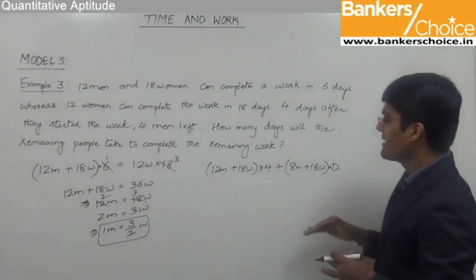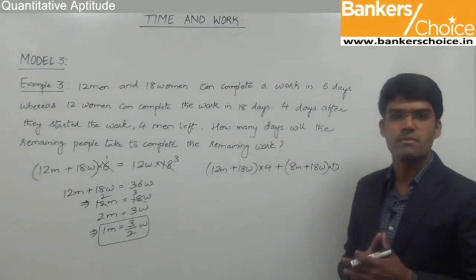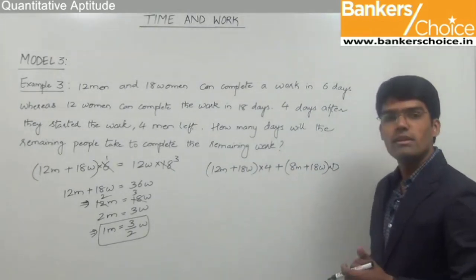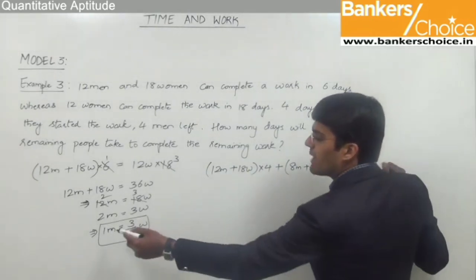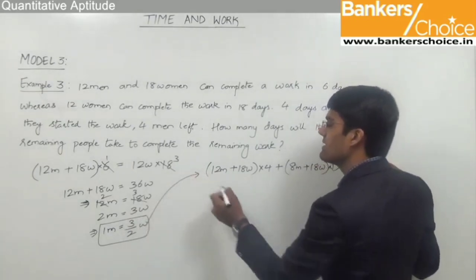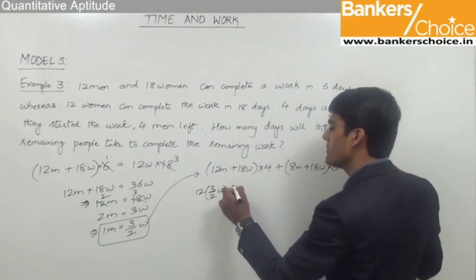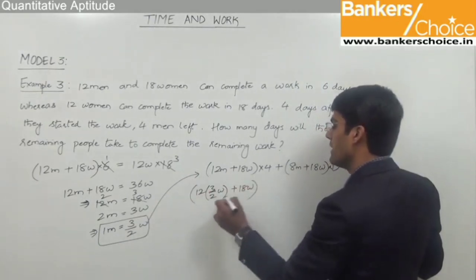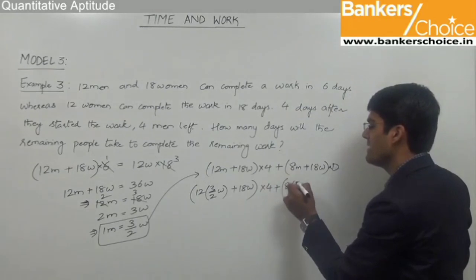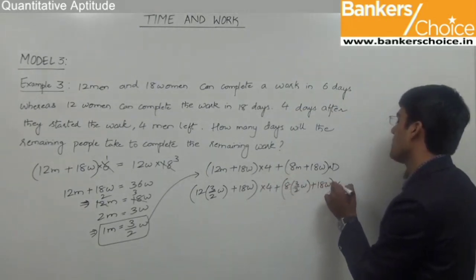Now to solve this question, as I've already mentioned, we first need to convert the complete thing only in terms of man or only in terms of women. So let's try to take this only in terms of women. Now we know that 1 man equals 3 by 2 times a woman. So let us use this in this equation. So we get (12 into 3 by 2 times women plus 18 women) into 4 days, plus again 8 men can be taken as (8 into 3 by 2 women plus 18 women) into the number of days required, which is to be calculated.